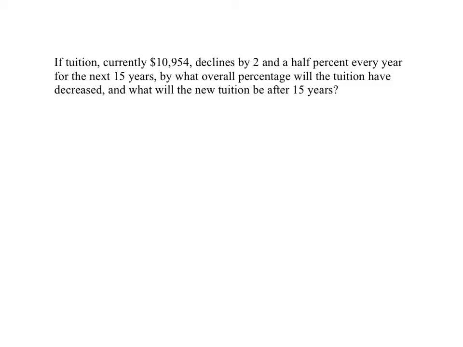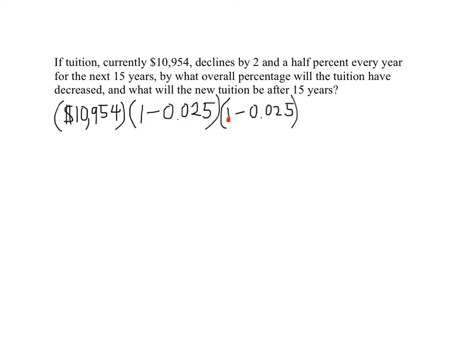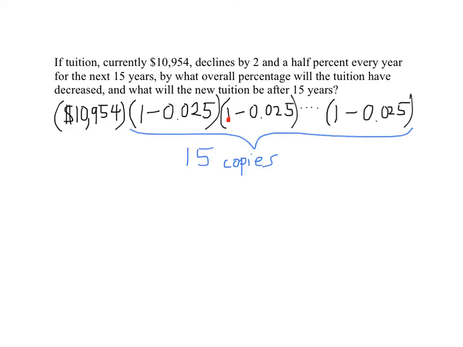So this original tuition is multiplied in the first year by 1 minus the decimal version of 2.5%. In other words, 1 minus 0.025. In each subsequent year, it is again multiplied by a copy of 1 minus 0.025. And this happens 15 separate times. Every year there is a separate multiplication by 1 minus 0.025.